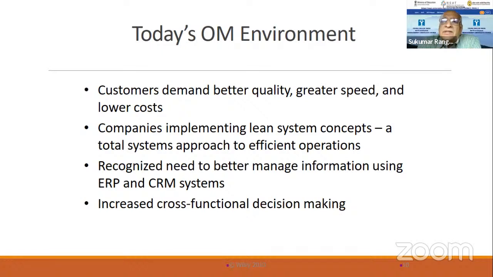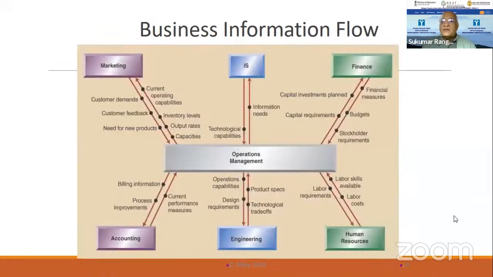Companies are implementing lean system concepts, a total systems approach to efficient organization, because they can no longer optimize only certain things. They will have to look at the total system to ensure that they provide the services at lower costs and better prices. They recognize the need to better manage information using enterprise resource planning and customer relations management systems, ERP and CRM systems, and increased cross-functional decision making, which you will probably see sometime during the course.